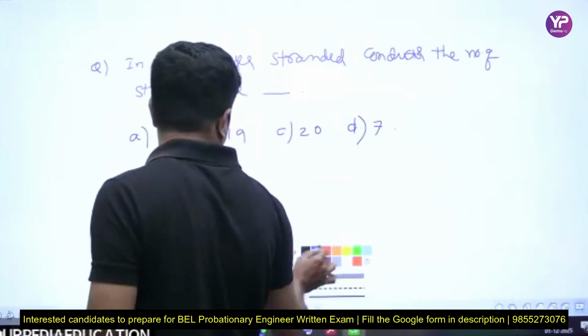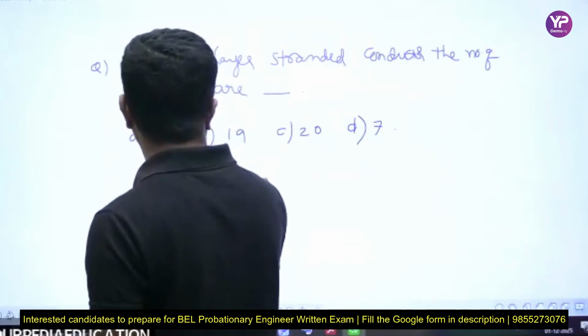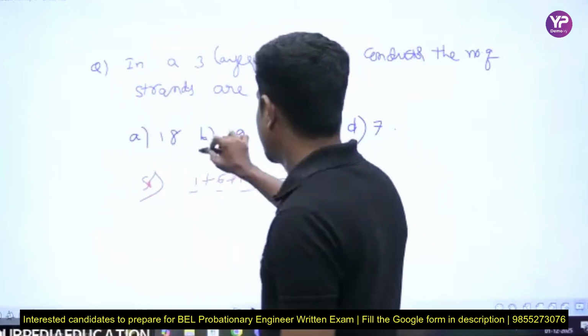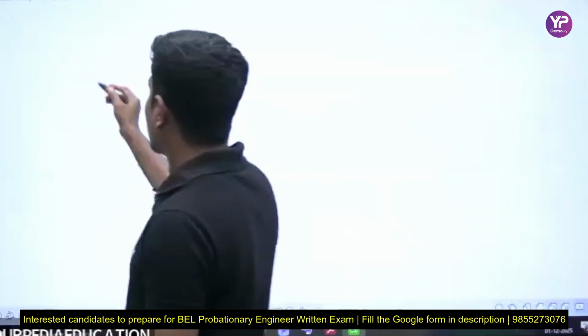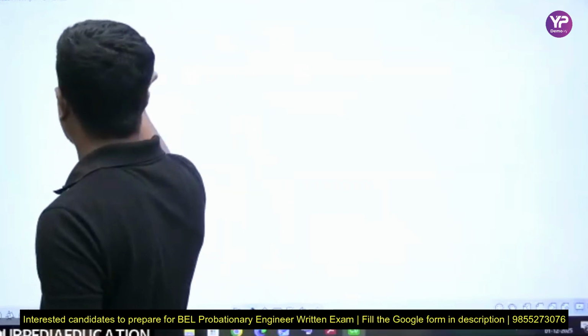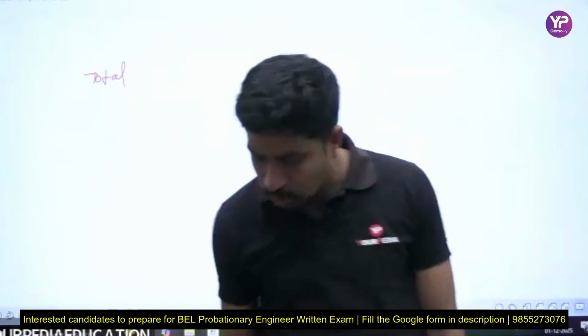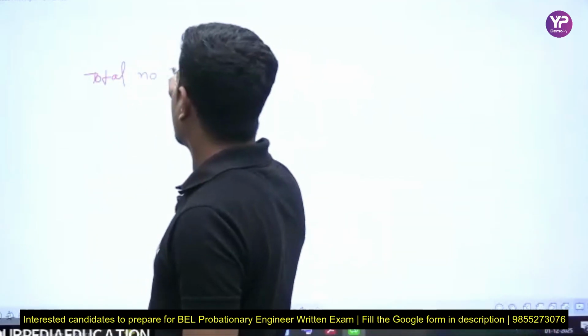3 layer. Solution: 3 layer is 1 plus 6 plus 12. You have to stop here. 3 layers: first layer, second layer, third layer. How much is it? 19. Option is B. We have a standard dedicated formula. Total number of strands I can derive if you want, but I'm not deriving as of now. If you request me, sir, please do the derivation, I do that. Okay.